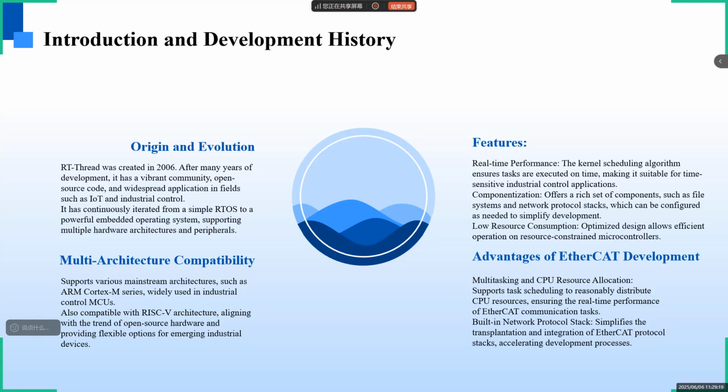It adopts a modular design, allows component trimming, and adapts to different resource levels of MCUs. Low resource consumption, small kernel size, suitable for low-power devices. Supports multiple architectures like ARM Cortex-M series, RISC-V series, etc. For EtherCAT applications, RT-Thread provides multitasking scheduling. It can reasonably allocate CPU resources, ensuring the real-time performance of EtherCAT communication tasks.